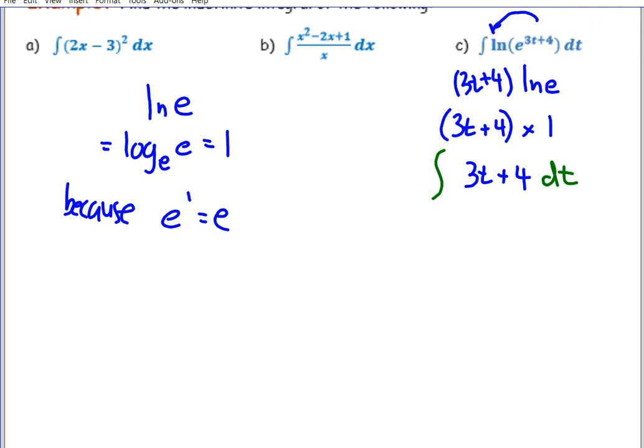Okay, so now we're going to do the integrating. We integrate each of these little ones separately. So the integral of 3t: raise the power, 3t squared, divide by the new power, 2. 3t squared over 2. Then 4t. And I've forgotten something.